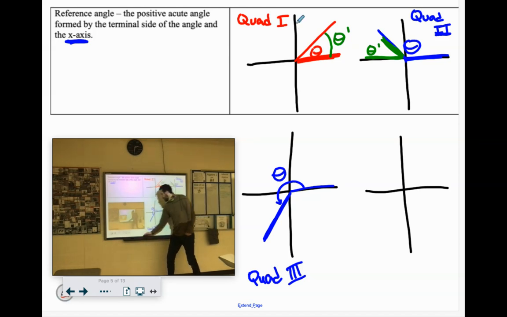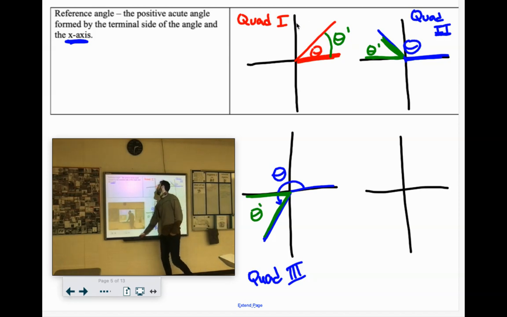Now, when we are doing the reference angle, you start with the terminal side, and you make an acute angle with the x-axis. It's going to be right there. So we'll call that theta prime.